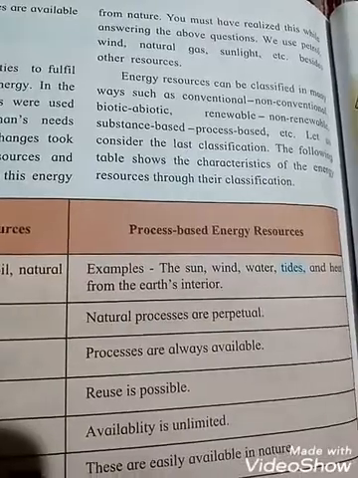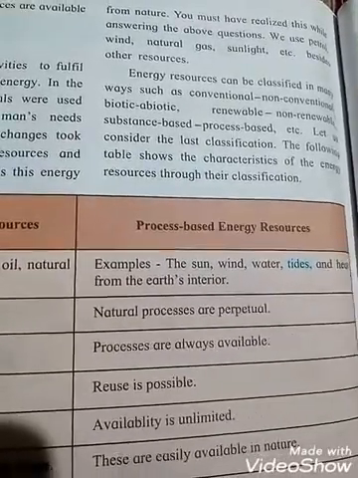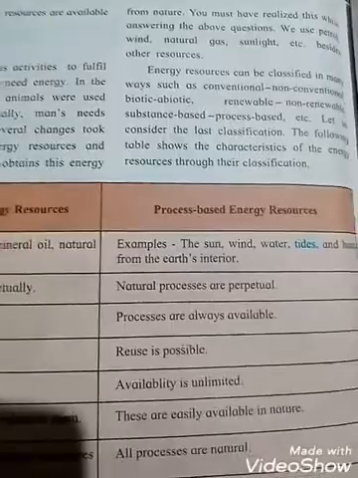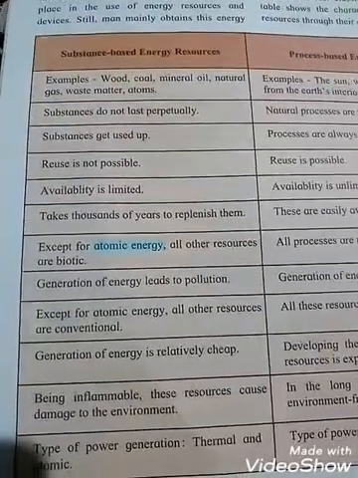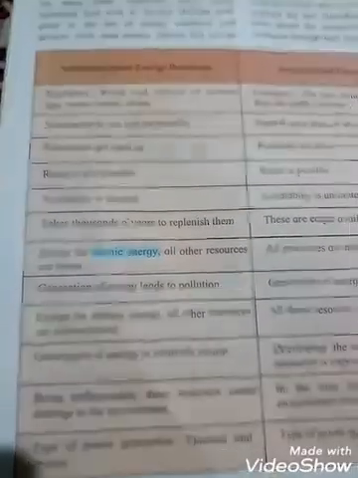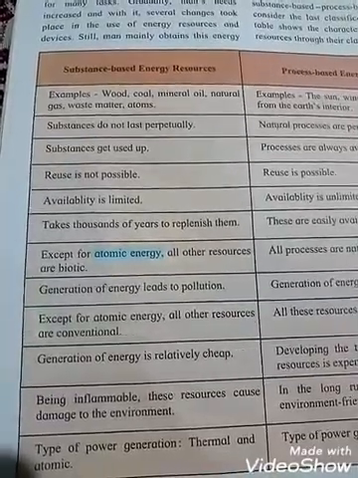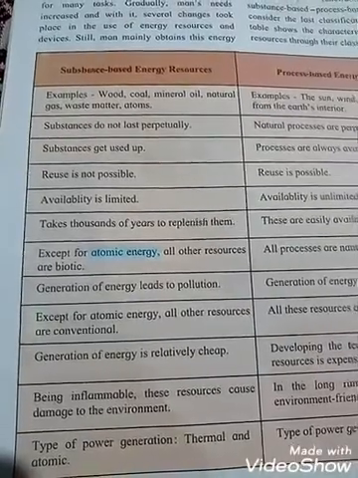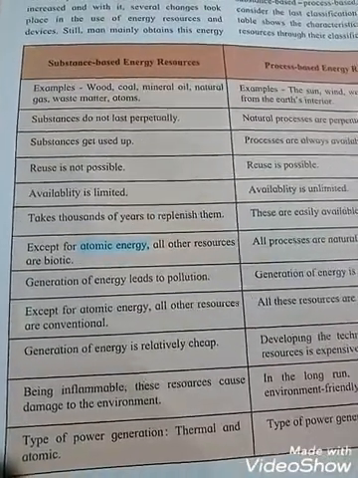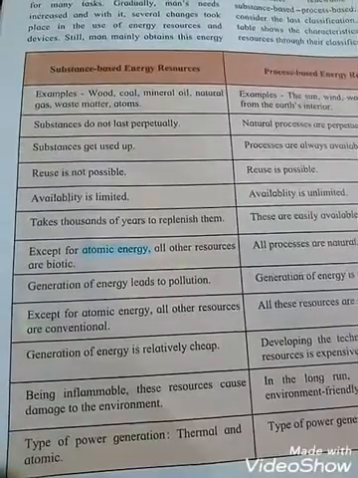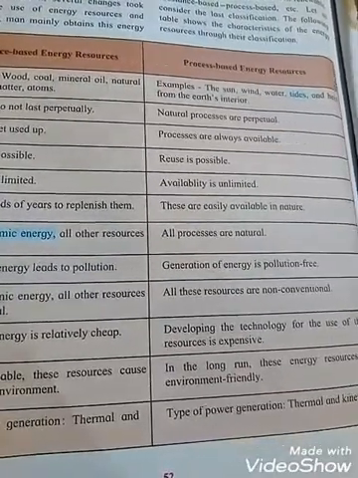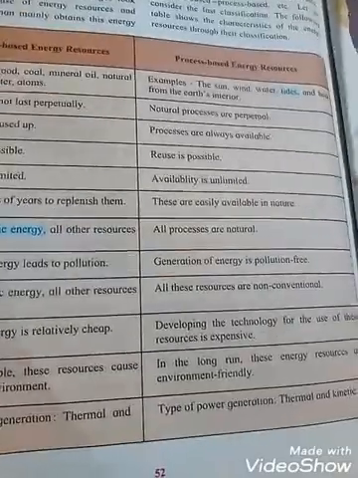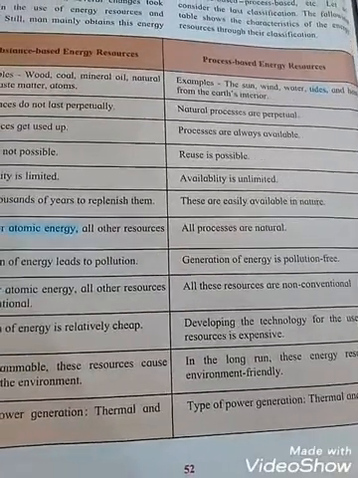Let us consider the last classification. The following tables show the characteristics of the energy resources through their classification. Friends, the first one is substance-based energy resources. That means substance-based energy resources are biotic. Examples: wood, coal, mineral oil, natural gas, waste matter, atoms. So they will come under biotic. Process-based energy means, students, it is abiotic. Examples: the sun, wind, water, tides, heat from the earth's interior.